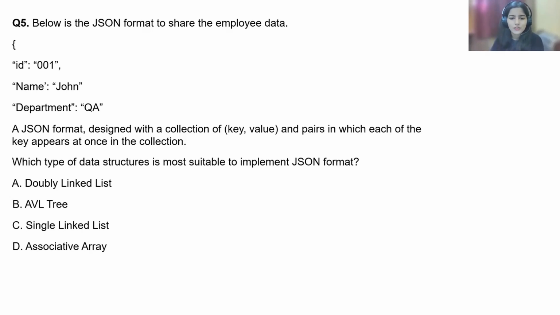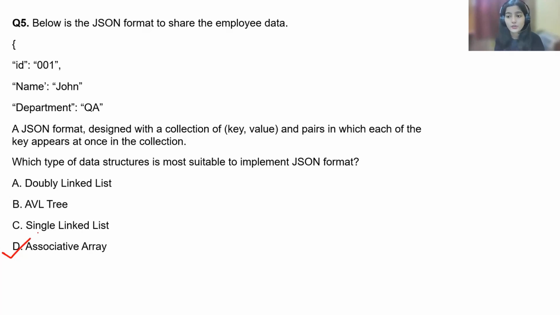Which type of data structure is most suitable to implement JSON format? So can't you memorize something? Key value pair it is having. JSON format is nothing but a sort of key value format. So which data structure? Doubly linked list. Do we have a key value thing here? No. AVL tree? No. Singly linked list? No. Associative array. Associative array is nothing but another name for our dictionary or hash map that we have, right? So option D will be the correct answer for this one.